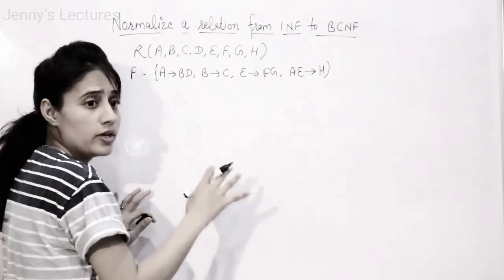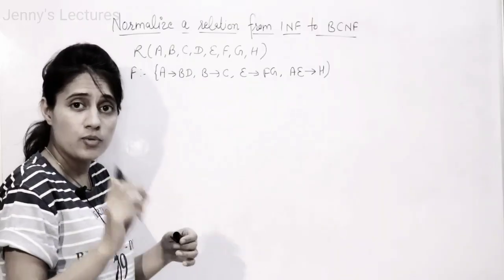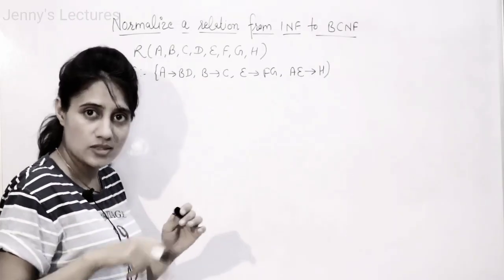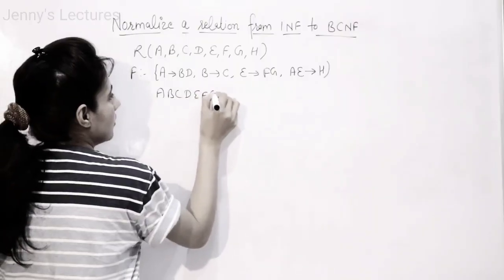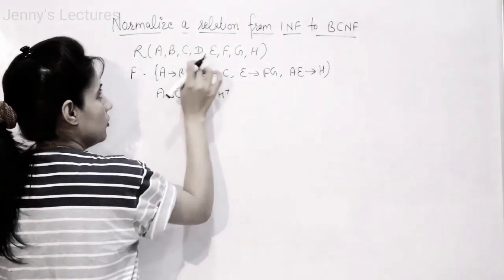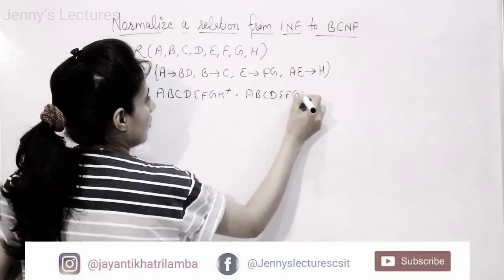How to find candidate keys from a given relation, I have already discussed in my previous videos. I provided the link to the complete DBMS playlist in the description box. You can check it out there. So now, take all the attributes of the relation and find the closure. Obviously it will give all the attributes.